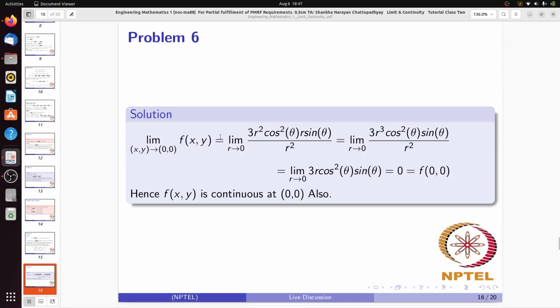So it is 3 r square cos square theta into r sin theta divided by r square. Multiplying r square into r, you get r cube. That is 3 r cube cos square theta sin theta divided by r square. So it will eventually give the limit as r tends to 0 of 3 r cos square theta sin theta.